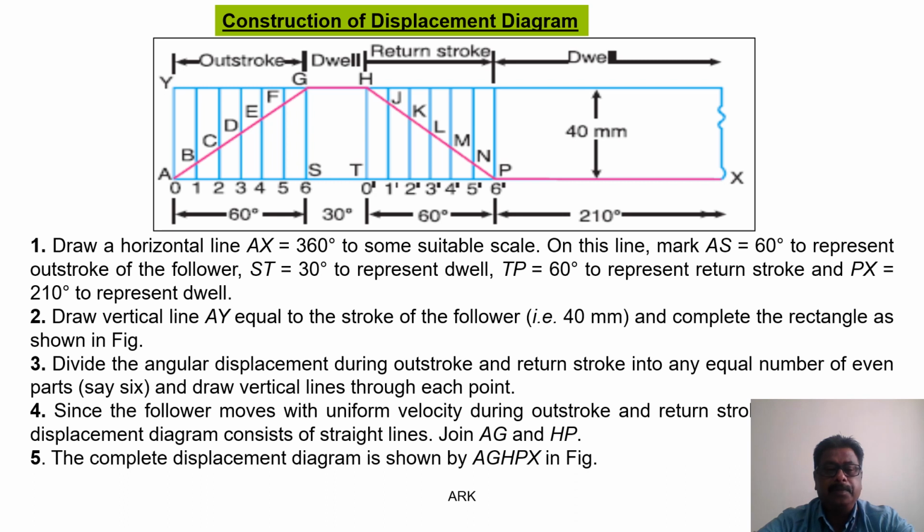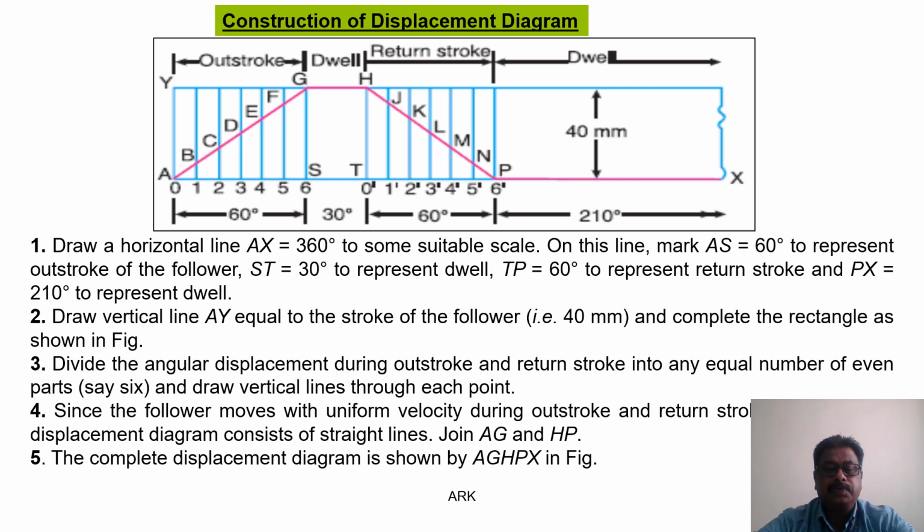represent dwell period. Draw vertical line AY equal to the stroke of the follower, that is 40 mm, and complete the rectangle as shown in the above figure. Divide the angular displacement during the outward stroke and return stroke into any equal number of even parts, maybe 6 or 8, and draw vertical lines through each point.